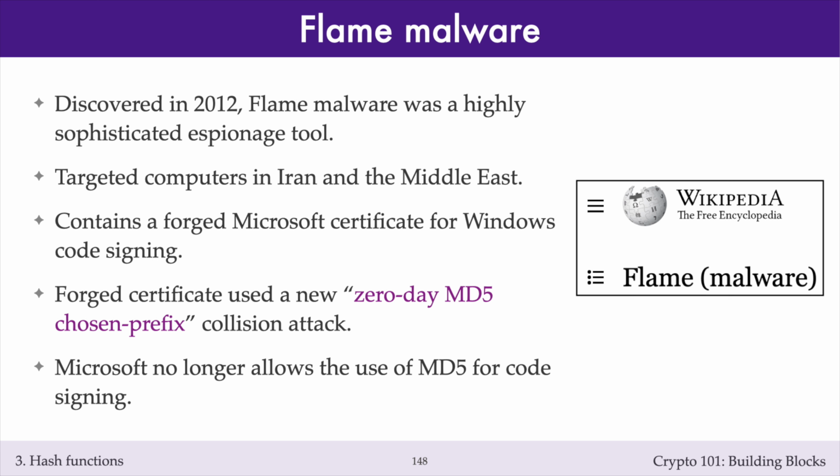The targeted computers were somehow enticed to download the malware. The certificate was shown as being valid, so the computers installed the malware. This gave the adversary the ability to turn on the microphone on the infected computers, also to record video and to search for files. As I mentioned, the discovery of the Flame malware forced Microsoft to disallow the use of MD5 for code signing.